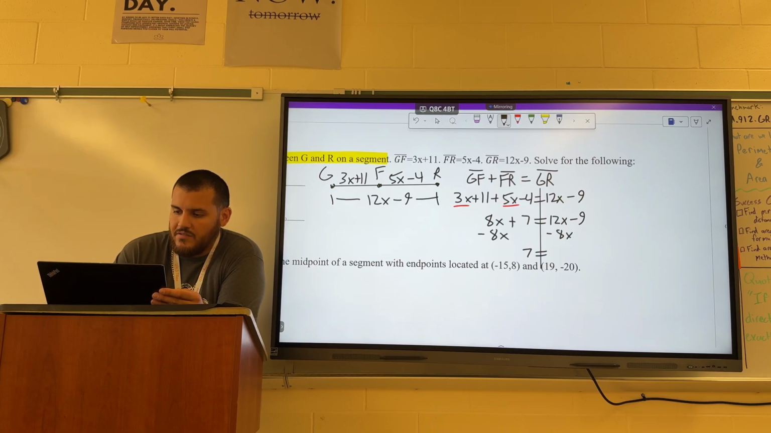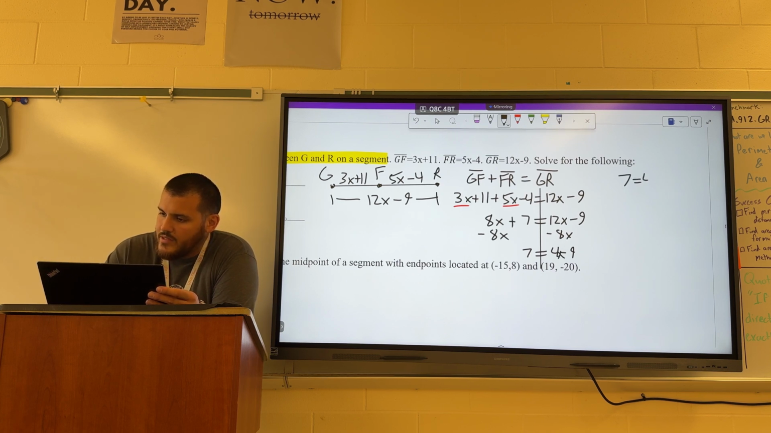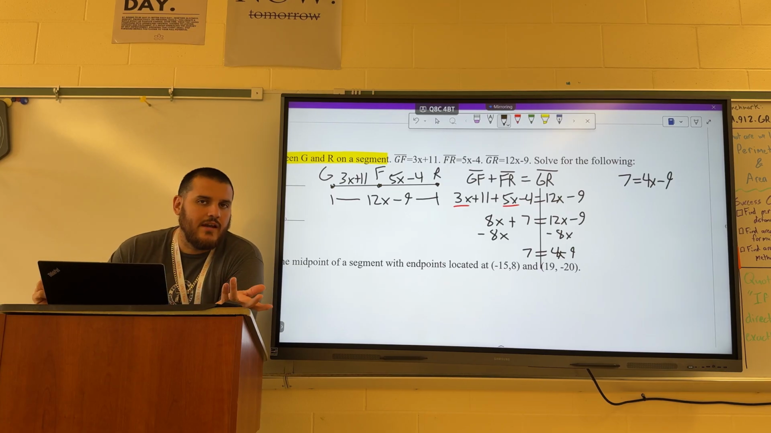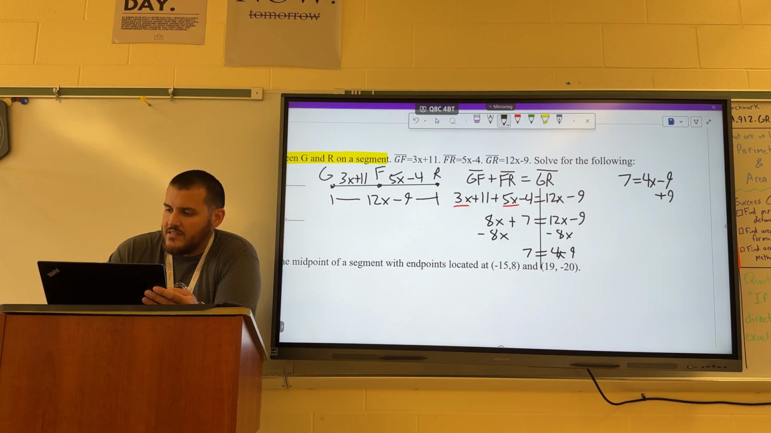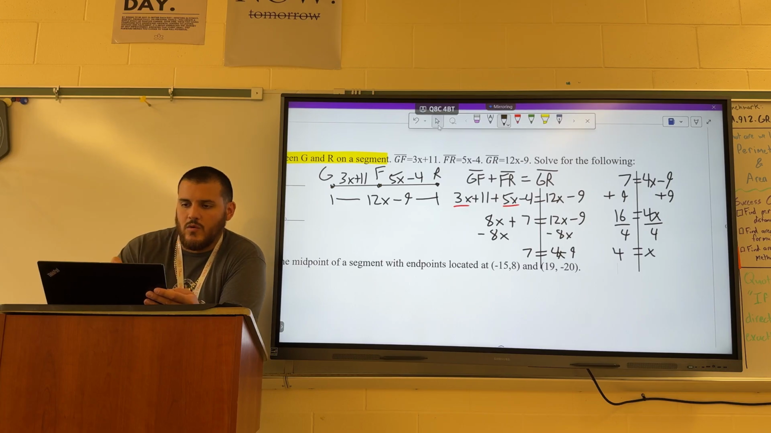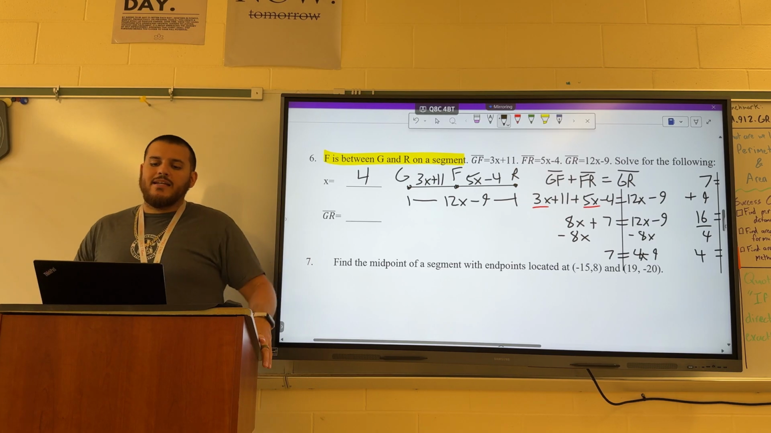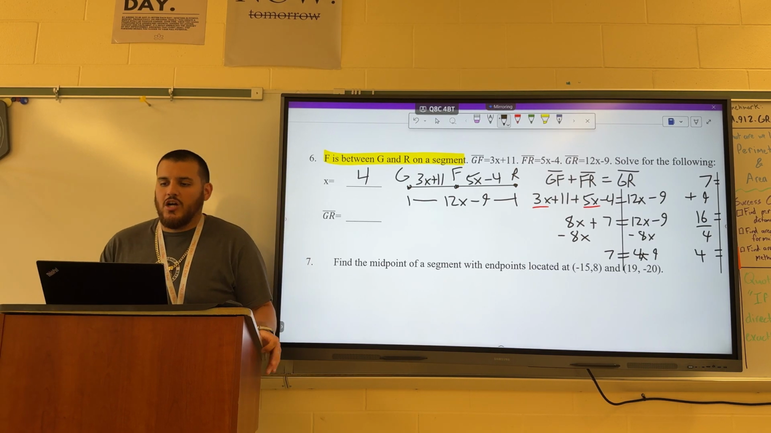Leaves me with 7 on the left, 4x minus 9 on the right. I'm going to move that over here. 7 equals 4x minus 9. To get that 4x alone on the right now, I can move the 9 to the other side by adding 9 to both sides. 4x carries down, the 9's cancel on the right, 7 plus 9 gives me 16. Divide both sides by 4 to get x equals 4. X equals 4.